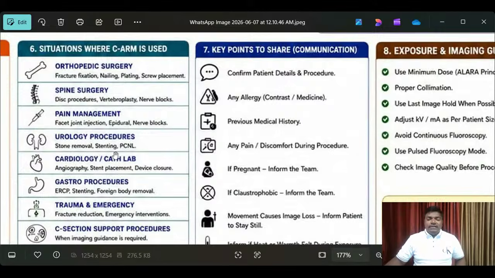Okay, now the C-arm part. That is pain situations where the C-arm is used, and urology procedures, stone removal and stenting, PCNL, and cardiology or cath lab, angiography and stent placement, device closure. Next, gastro procedures and ERCP, endo. This is endocrinology related. ERCP next to stenting, foreign body removal, and trauma and emergency, fracture reductions, emergency interventions, and C-section support procedures when imaging guidance is required.